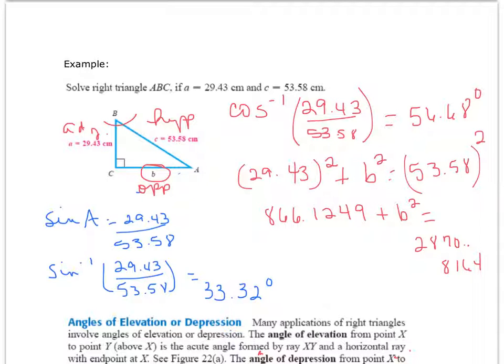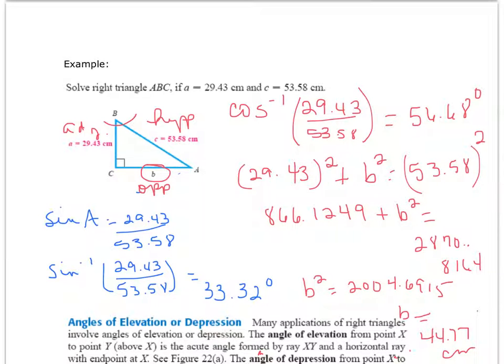So then if we subtract 866.1249 from both sides, b squared equals 2004.6915, and then if we take the square root of that, b is going to equal about 44.77, whatever the units were. In this case, it was centimeters. So that is how we complete that. So we have angle A and B, and we have all the sides.